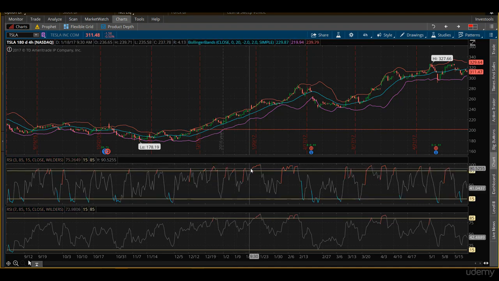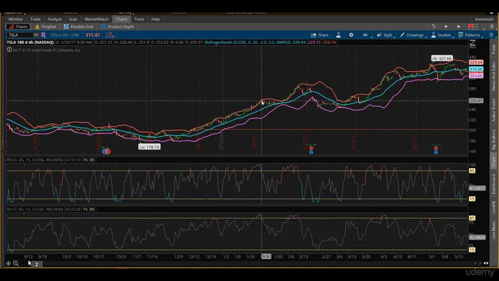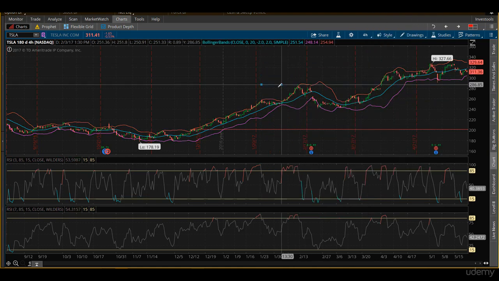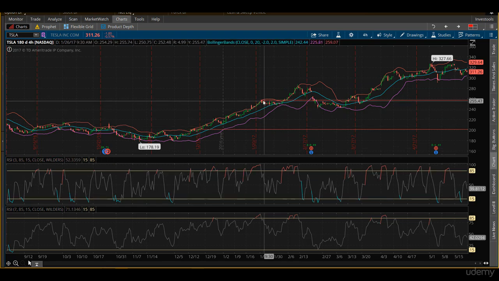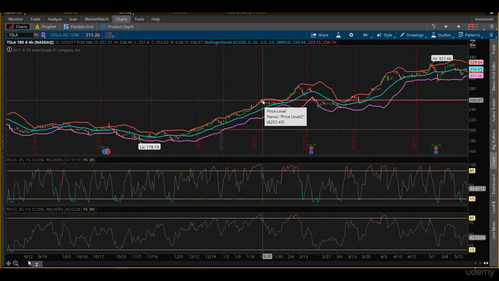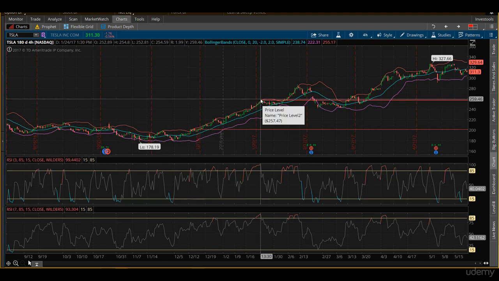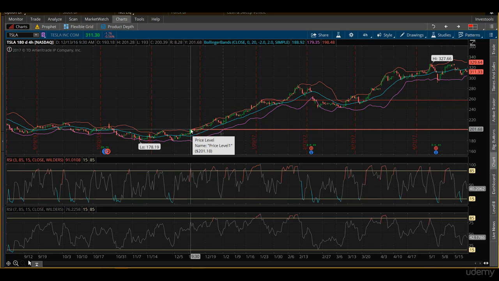RSI kept on being at extremely overbought levels, but it continues to stick all the way till here, where it has touched $256 on 1/23. Just in 1 month, the stock price had moved from 204 to 250. Imagine what would have happened if you were on the wrong side of the trade, if you were shorting the stock just because the indicators said go and short.